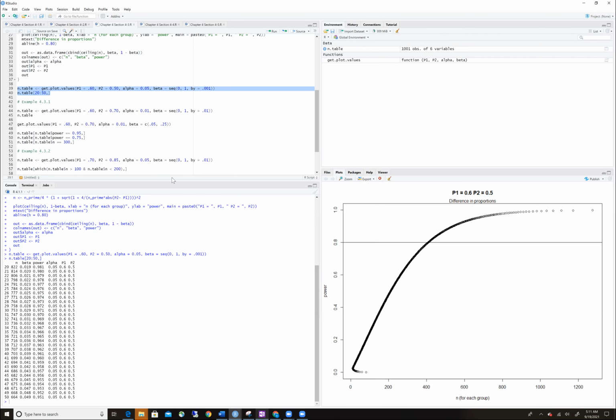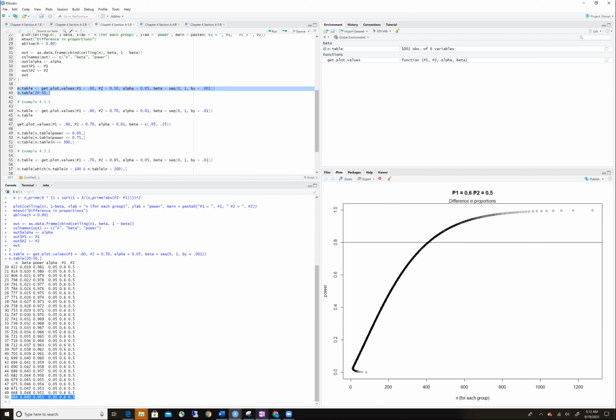So here I get the plot. It's very similar to the last plot that we saw. And we can see that the sample size for each group is 664. That corresponds to a beta of 0.049, a power of 0.951, the alpha level was 0.05, the proportion 1 was 0.6, and the proportion 2 was 0.5.